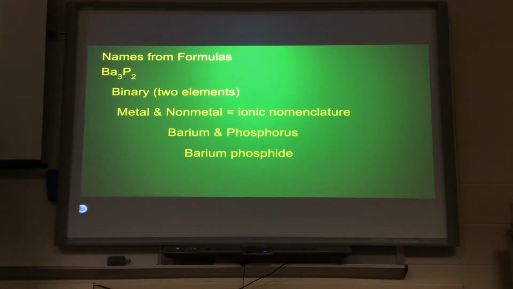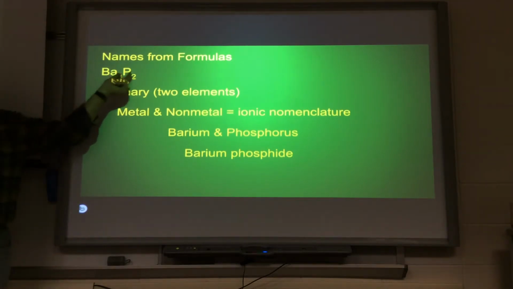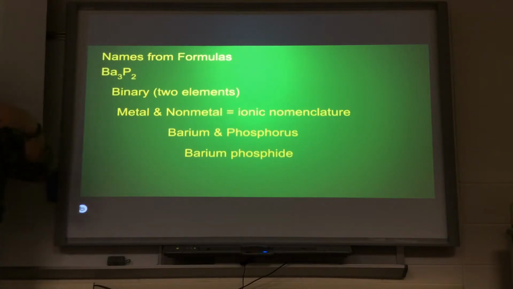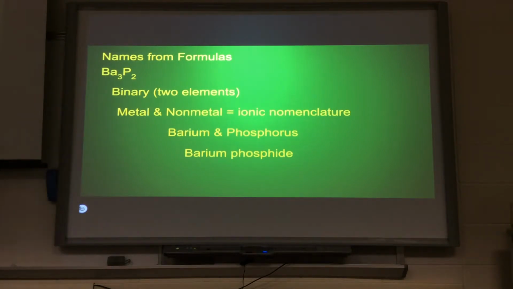Prefixes only go with molecular. So if this was a non-metal and another non-metal, then we'd have to put the mono, di, tri, tetra stuff in there. So the right-hand side of the periodic table, that's the key for being able to identify. Barium is way down in the lower left-hand corner. That's a big-time metal. So this is an ionic compound.